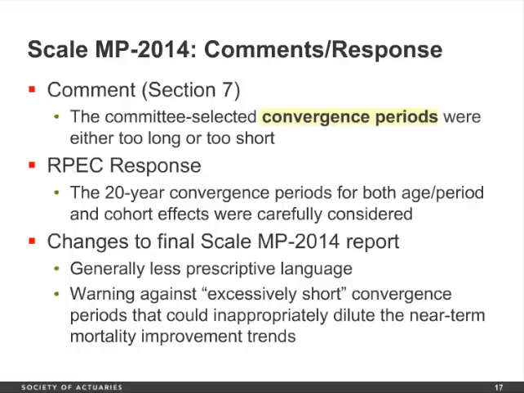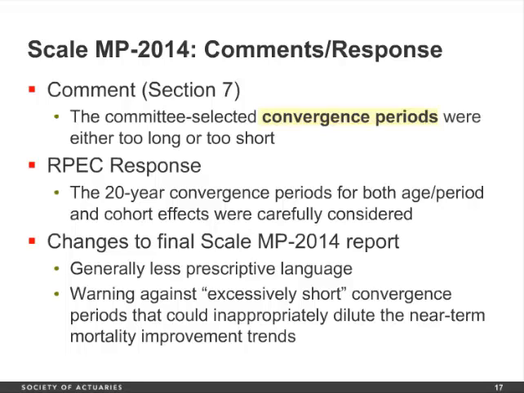So once again, what were the changes? We have this generally less prescriptive language that says if you have a good rationale for changing the convergence period, and you can justify that and convince your plan sponsor and the auditor that that's appropriate, that's perfectly fine now. The one thing that RPEC is warning against is what we call excessively short convergence periods. And it's a little cryptic what we've written here: could inappropriately dilute the near-term mortality improvement trends.